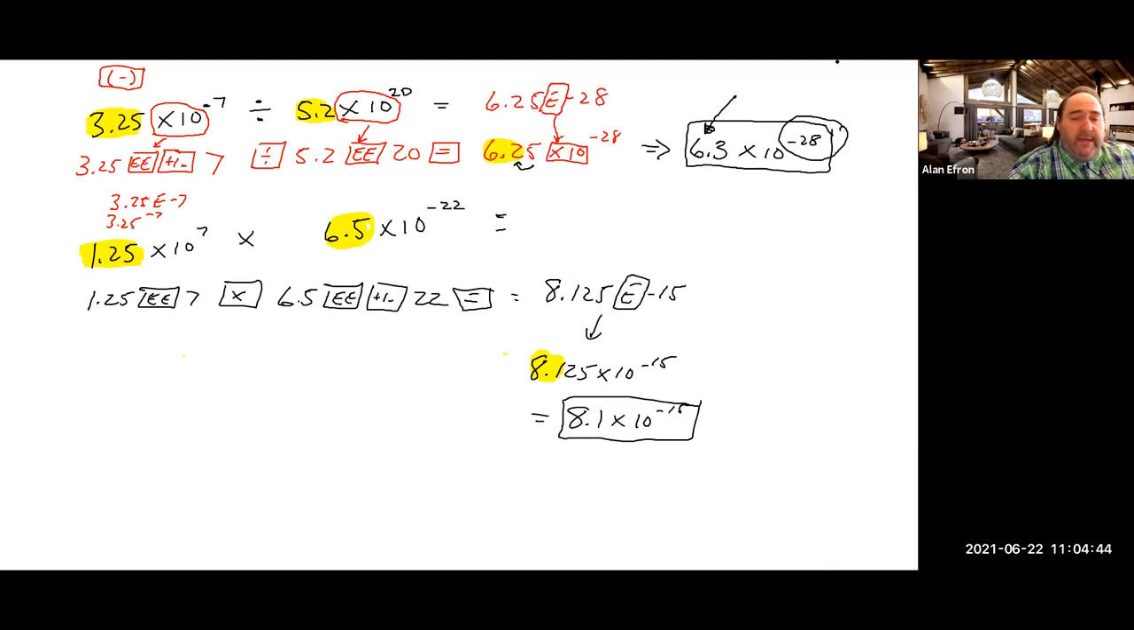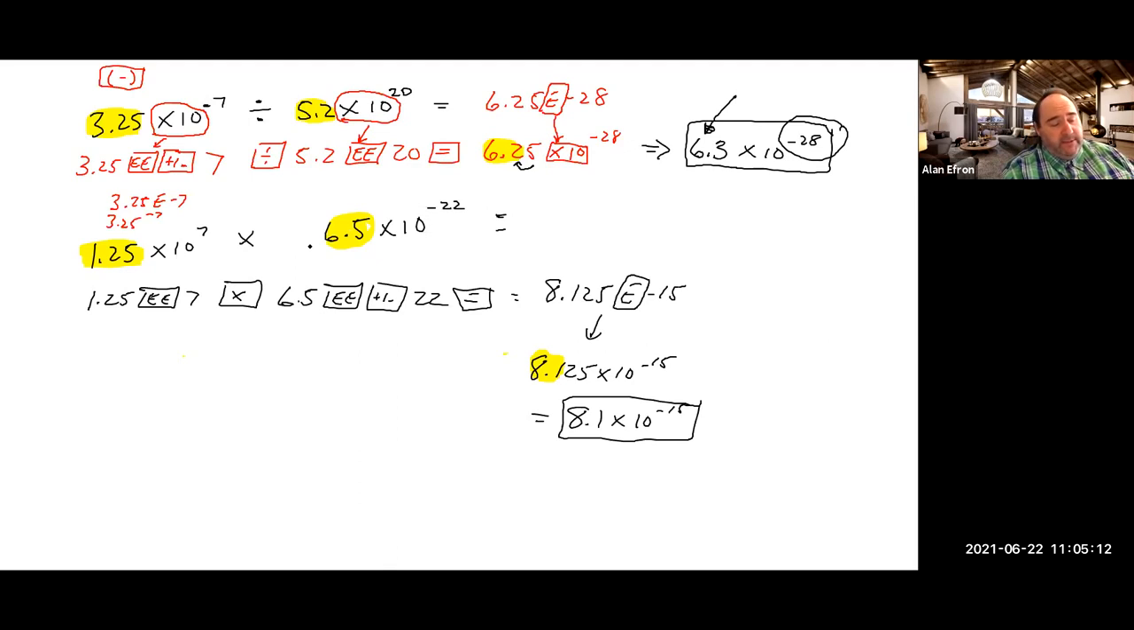Now, do you always have to give the answer in scientific notation? And the answer is no, you don't have to always give it in scientific notation. You do have to give the answer to the correct number of significant figures. And if you could do that in decimal form, that's perfectly fine. If you want to do it in scientific notation, that's perfectly fine as well. You don't have to give every answer in scientific notation.